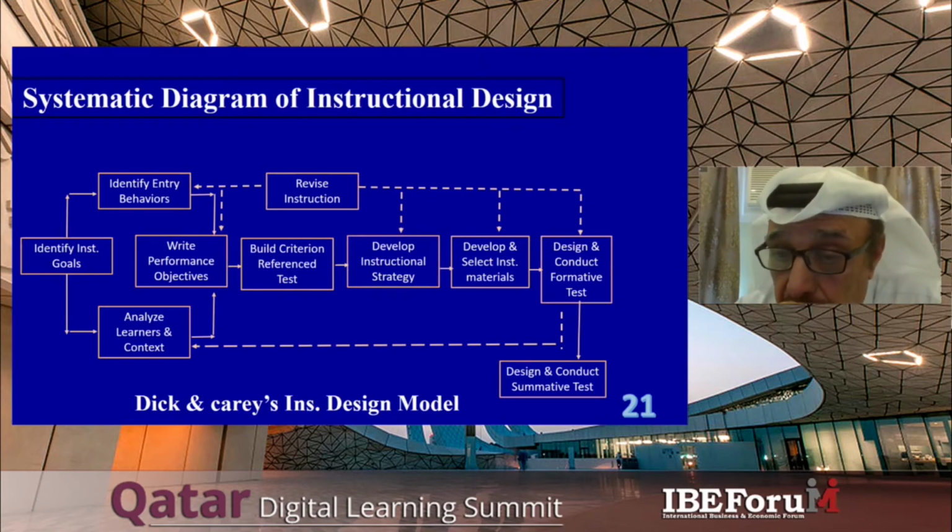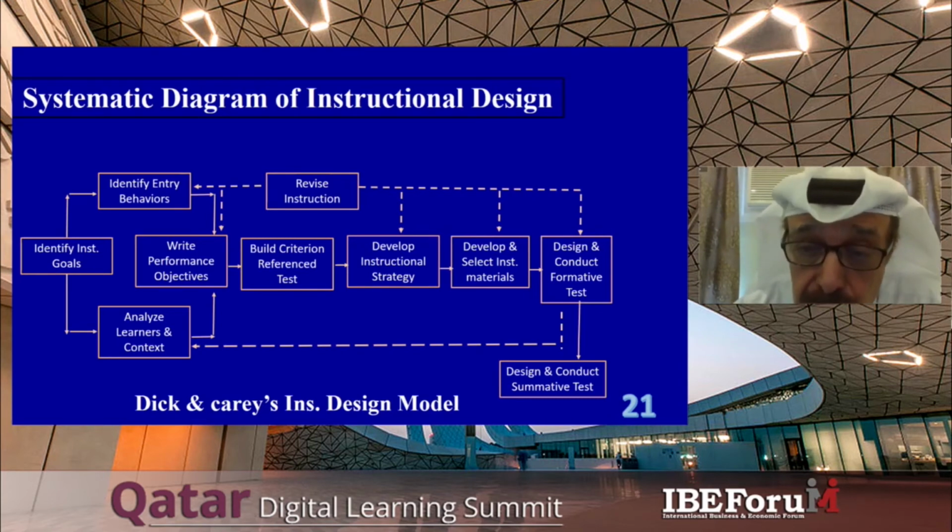Design and conduct formative tests. After we do this, we have to carry out the test. Then design their formative test. Formative test is really important because you show the student where they make a mistake or failed or stuff like this.